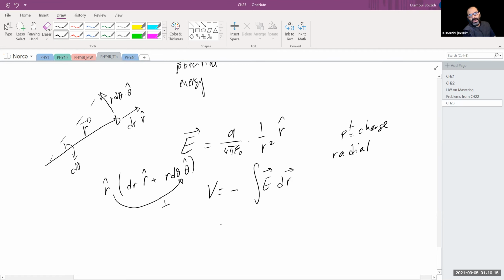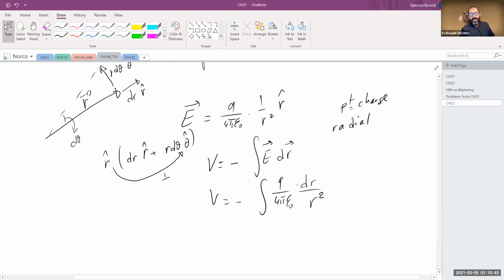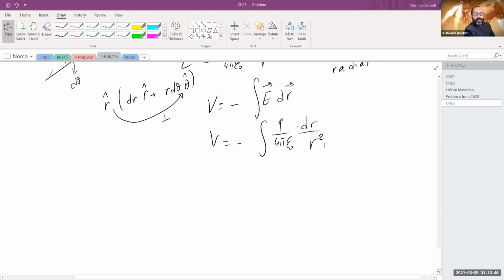So at the end, the potential boils down to finding this integral: Q over 4 pi epsilon naught, and I'm left with dr, from the radial displacement, over r squared times r hat dot r hat, which is 1, because the other term is going to be 0 anyway. So this is the integral I'm supposed to find. What is the integral of 1 over r squared? What is the integral of 1 over x squared if you're going to do this integral?